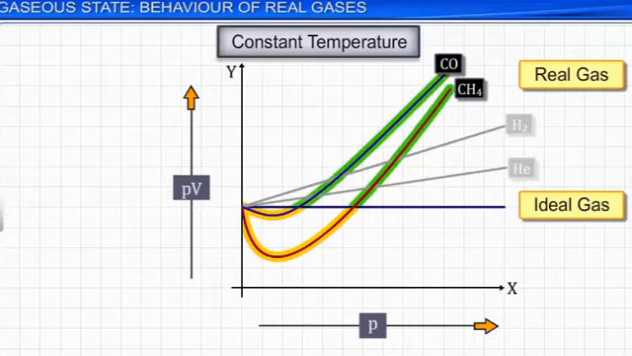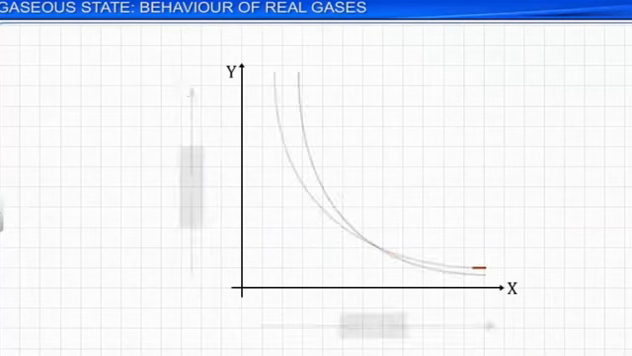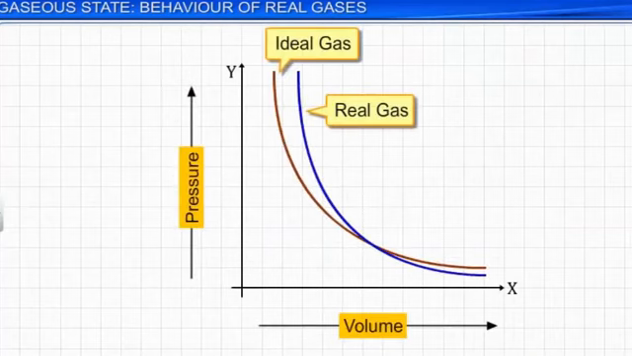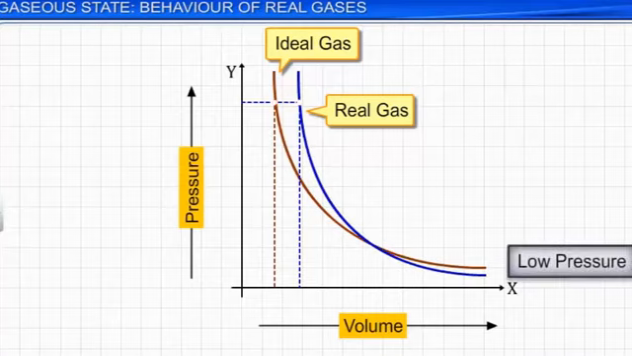Let us observe the nature of the graph obtained for a real gas in a pressure versus volume plot. It is clear from the graph that at very high pressure, the volume occupied by real gas is more than the volume occupied by an ideal gas. And, at very low pressure, the volume occupied by both a real and an ideal gas are almost the same. Hence, at high pressure, these gases significantly deviate from the ideal gas behavior.